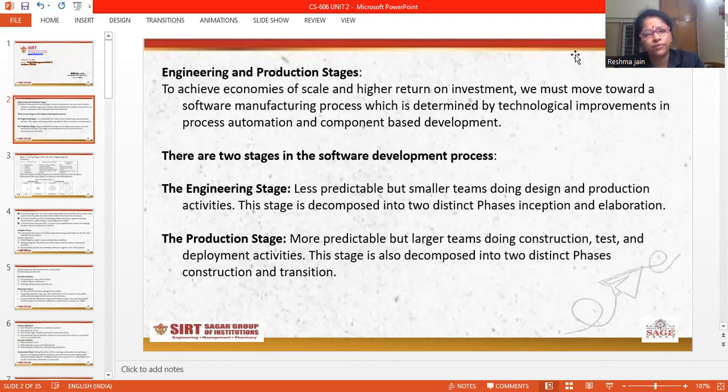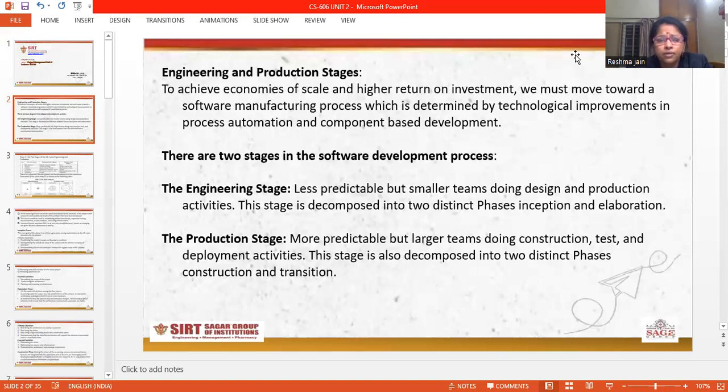There are two stages in the software development process. The very first stage is the engineering stage. It is less predictable, with smaller teams doing design and production activities. It is less predictable because we are doing planning here. This stage is decomposed into two distinct phases, that is inception and elaboration. In the inception phase, the concept and idea is incepted, and we detail that idea in the elaboration phase.